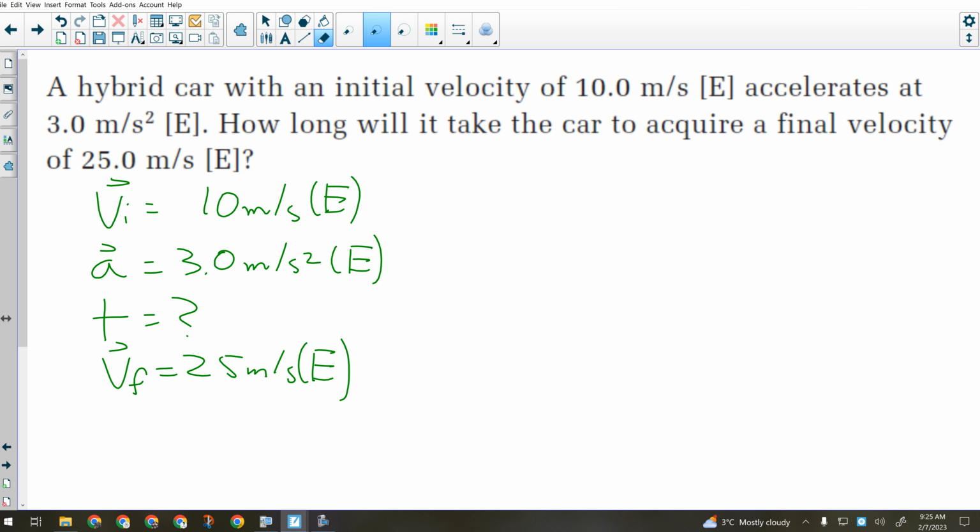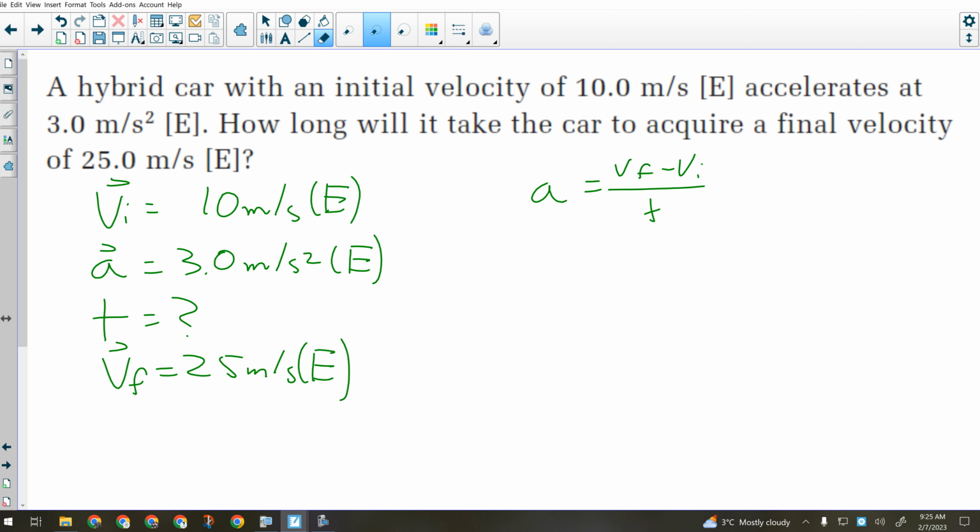Okay, what formula should I use? Well, 4 out of the 5 formulas have displacement in them. Can I use any of those? So they're all out. All the new ones are out. This one uses the one you're familiar with. Okay, I have VF, I have VI, I have A, and I'm looking for T. That's the formula I would get to use here.